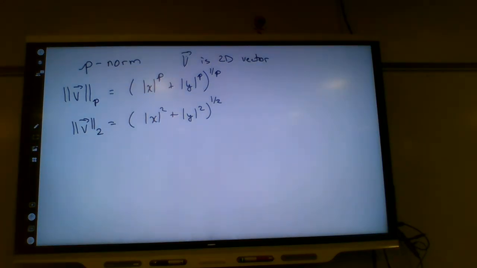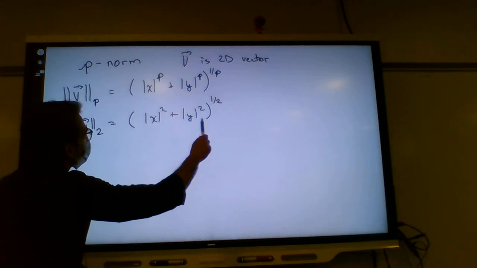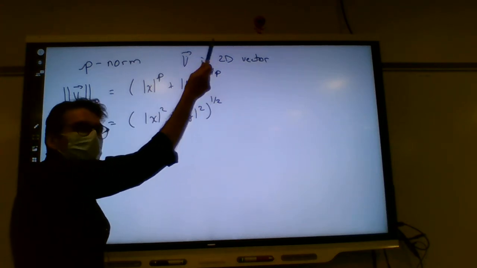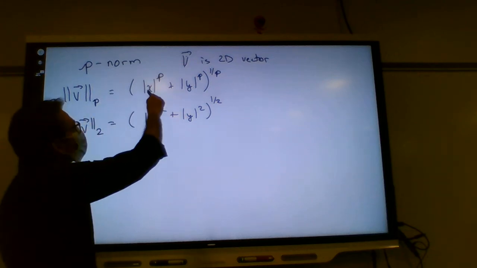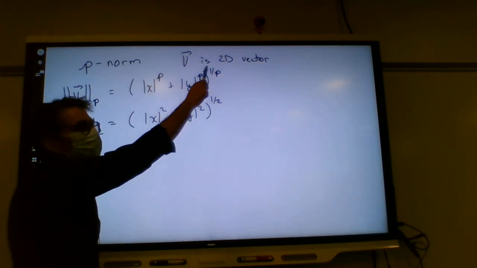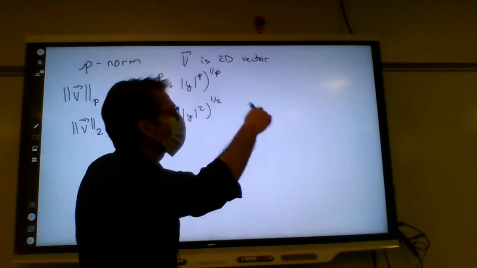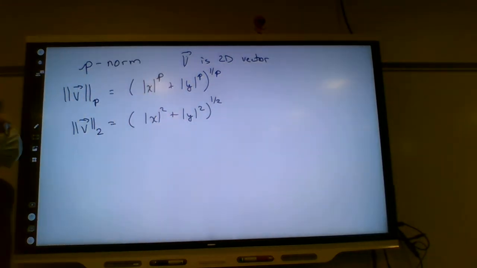All right, so the 2 norm is the one that we're most comfortable with. If we had a 3-dimensional vector, again, you just add the 3rd component. A 10th dimensional vector, you just add all 10 of them. And the same thing with a p norm. If there were more pieces, it's the same exact thing. Each term individually, absolute value to that power, then to the 1 over p.